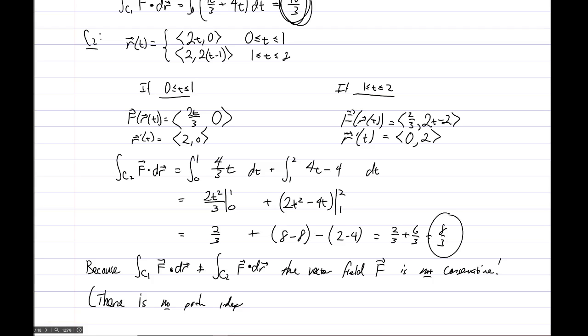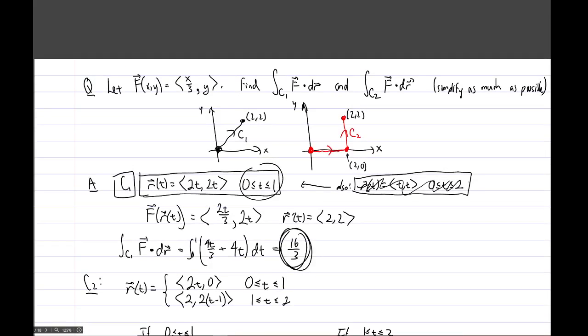Now, what we did was we detected that there's no path independence. It did matter that both of the lines started and ended at the same place. So both of these curves, C1 and C2, started at the origin. Both of them ended at the point 2, 2.